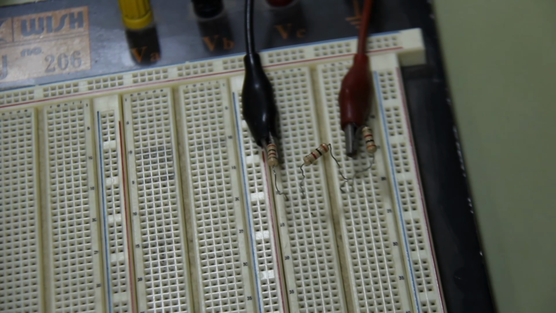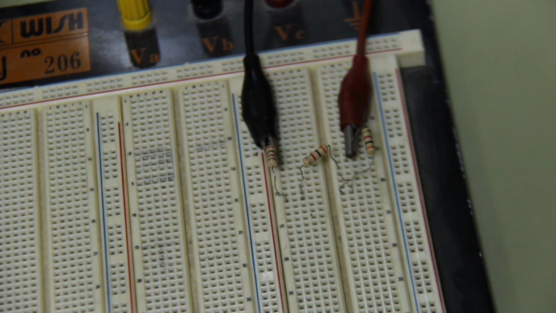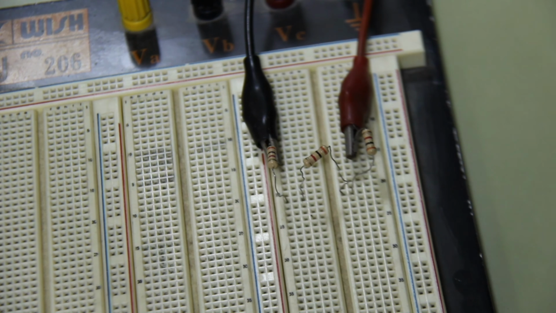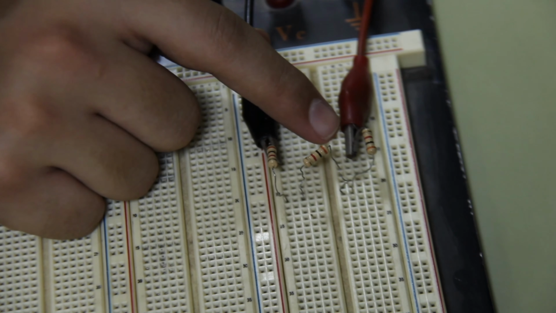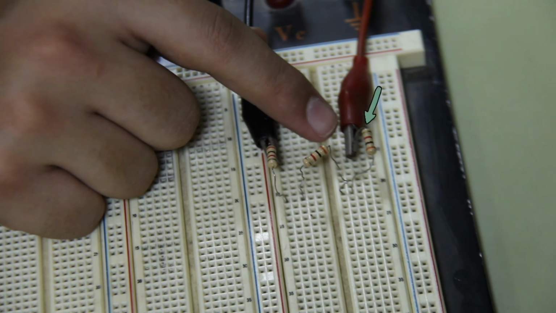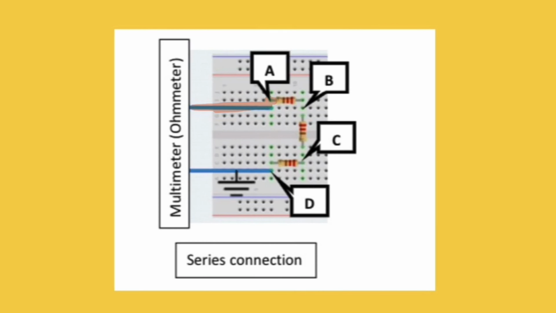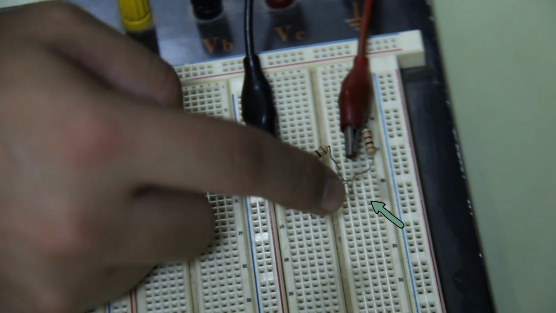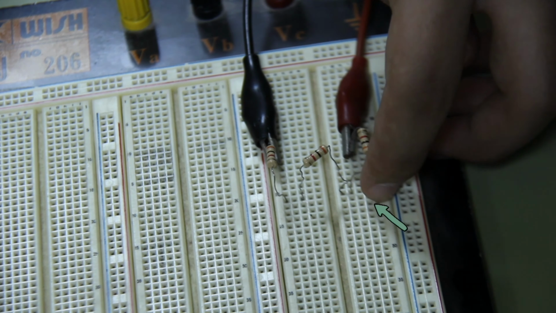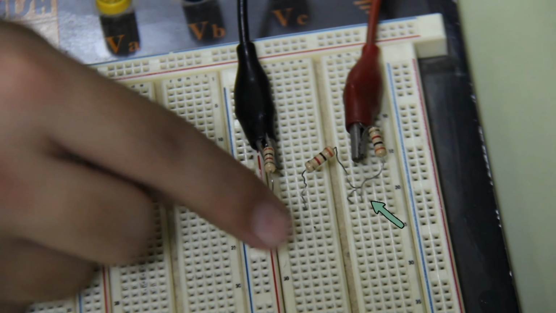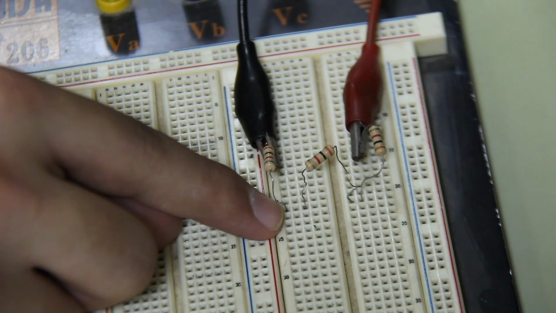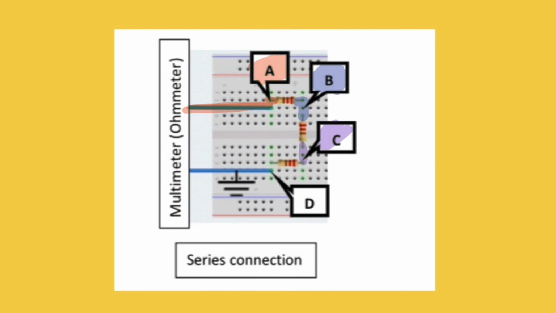And now we will start the third experiment. The first part is the series connection. As you see in the schematic, we have 4 nodes. The first node is node A, where we connect the positive of the ohmmeter to one terminal of the resistor. And node B, which is this one, where we connect the same end of 2 resistors in the same node. And the same thing for the other 2 resistors, and we call it node C.